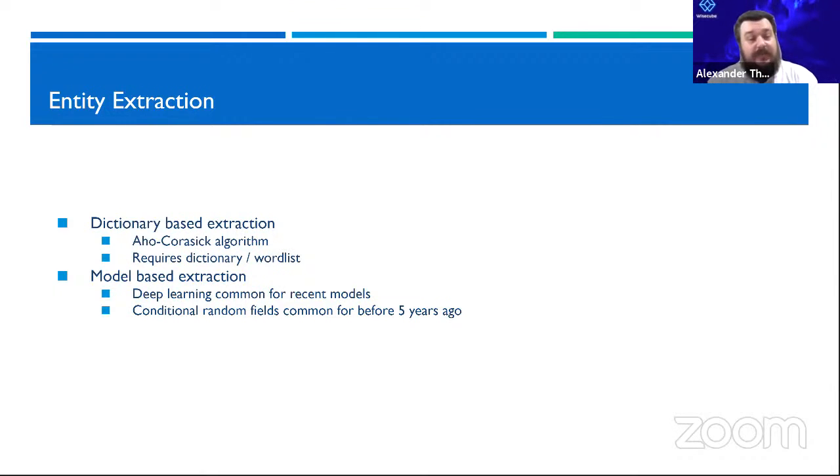But it doesn't require any training data. It's just a dictionary-based approach. For the model-based ones, deep learning is the most common now. Conditional random fields, I'd say, were the most popular before deep learning took over, probably about 5 years ago. Even though CRFs, as they're more commonly called, are still pretty competitive and pretty useful, and don't require quite as much data to train, I don't think any of them hold the state-of-the-art benchmarks anymore.